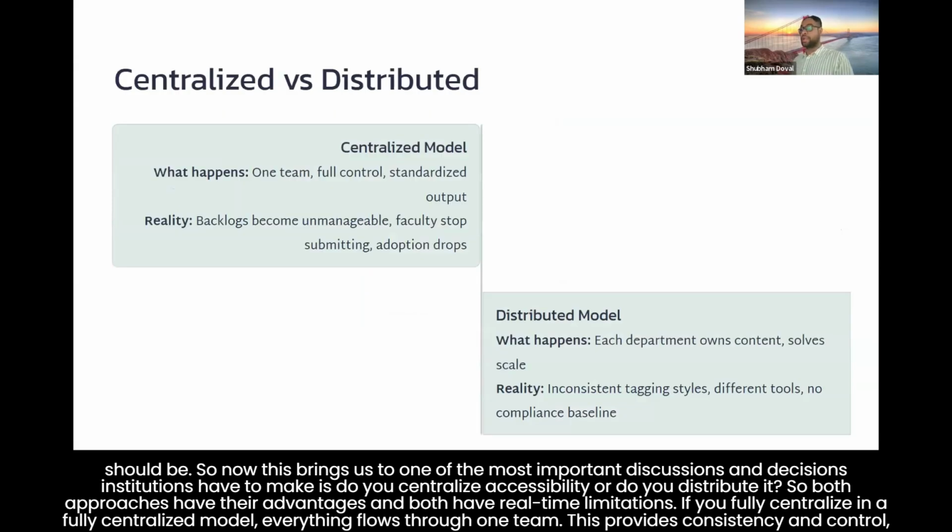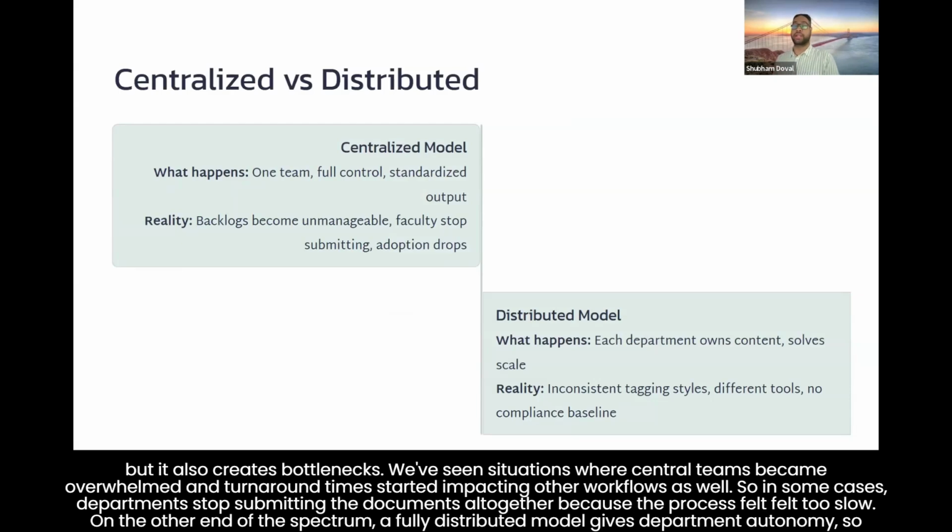Now this brings us to one of the most important decisions institutions have to make: do you centralize accessibility or do you distribute it? Both approaches have their advantages and both have real limitations. In a fully centralized model, everything flows through one team. This provides consistency and control, but it also creates a bottleneck. We've seen situations where central teams became overwhelmed and turnaround times started impacting other workflows as well. In some cases, departments stopped submitting documents altogether because the process felt too slow.